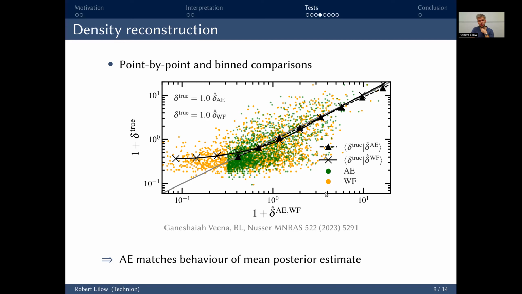So for the mean posterior, this thing should by definition exactly be the same as the estimate. So it should fall on the 1-to-1 line. As you can see, that actually nicely happens for our autoencoder. It really matches our expectation of the mean posterior estimate, whereas the Wiener-filter, which doesn't do this for these non-Gaussian fields, shows these deviations here and more starkly at low densities. So that's an excellent confirmation of the behavior of our neural network estimate.